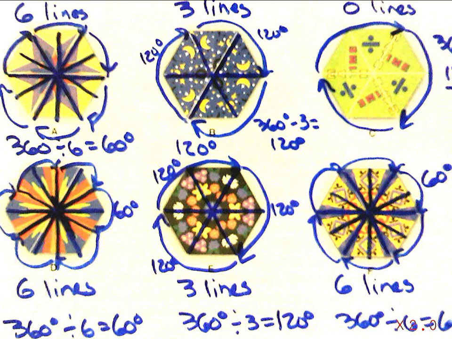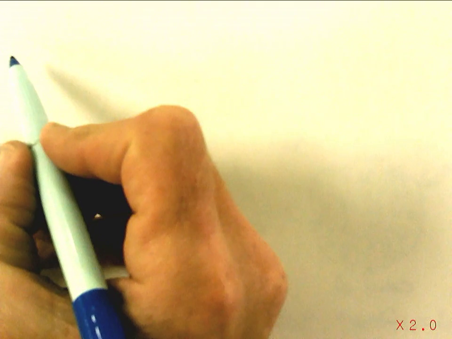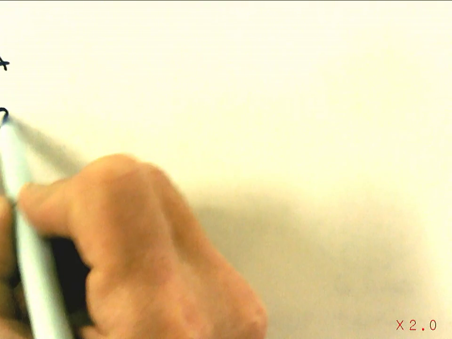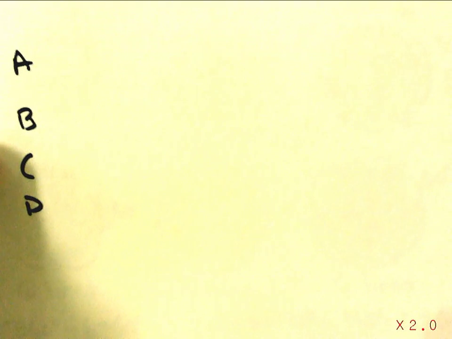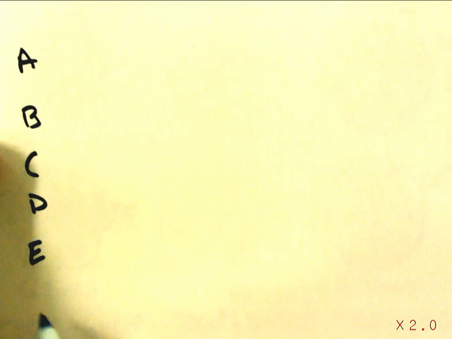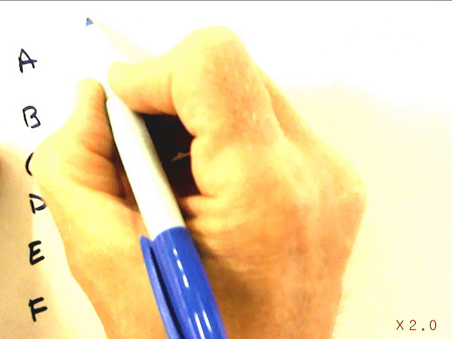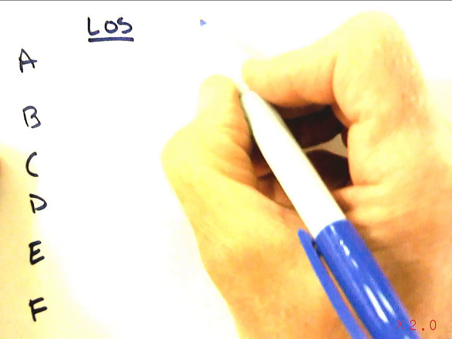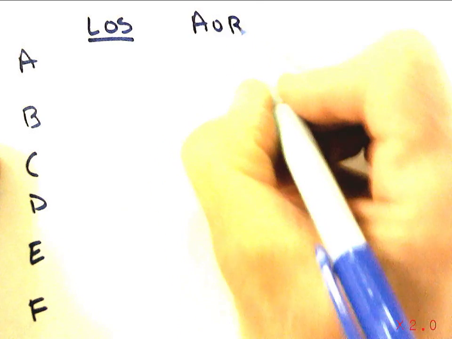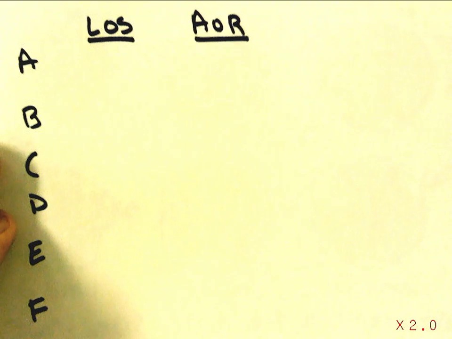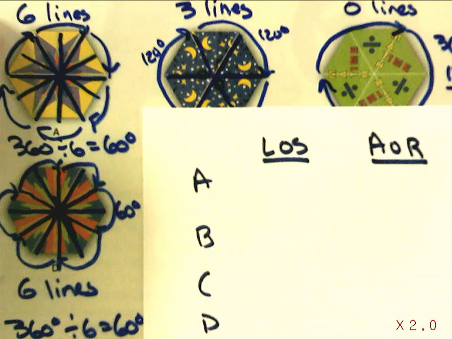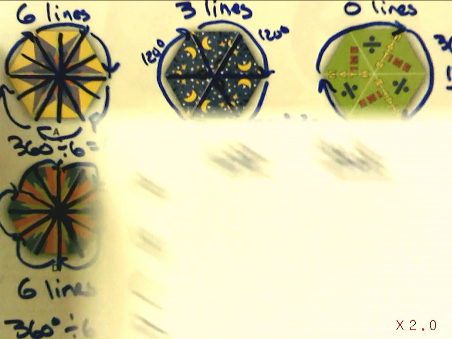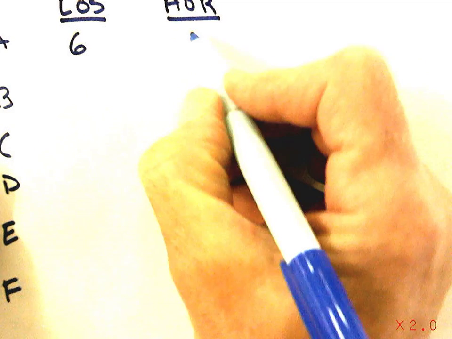And so now it's interesting if I just make a table of the results of these. If I take the images A, B, C, D, E, and F, and I look at the lines of symmetry, I'm just going to call it LOS, and angles of rotation, so I'm going to abbreviate those. And you just take each one. Image A had 6 lines, and its angle is 60 degrees. So 6 lines, angle of rotation 60 degrees.